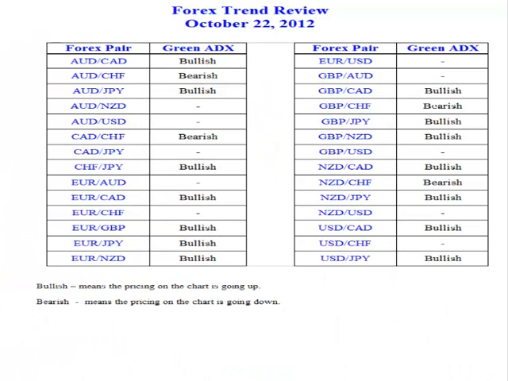When we do our daily 30-minute review of the 28 Forex pair price charts, we can determine if a pair is trending because the ADX will be green. This trend review list shows those pairs today that have a green ADX. Also noted is the direction of the trend.